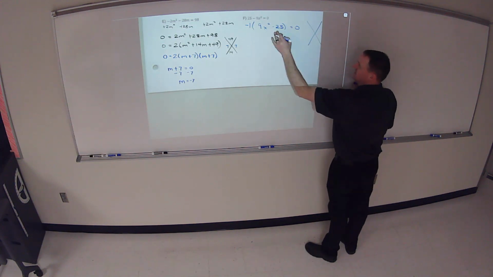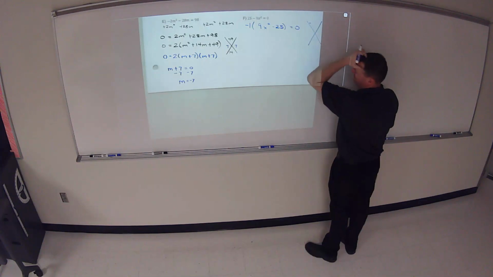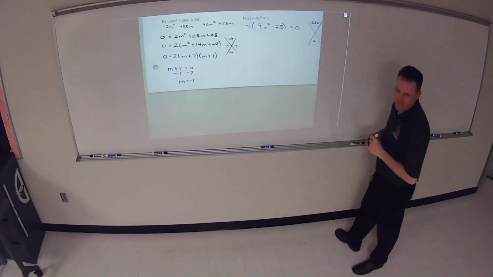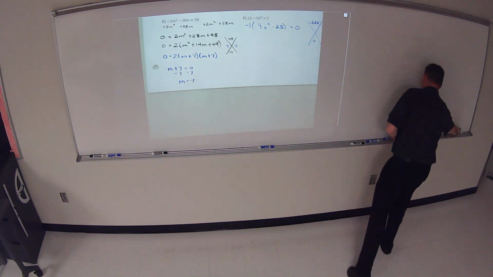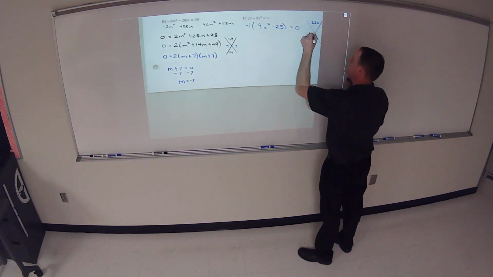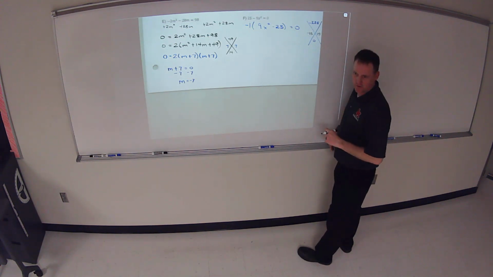A times C. Here's my A, here's my C. Should give me a negative 225 with a B value of 0. What are the numbers I'm looking for? Negative 15 and 15. Okay? What's the first number I need to use in each of my parentheses?